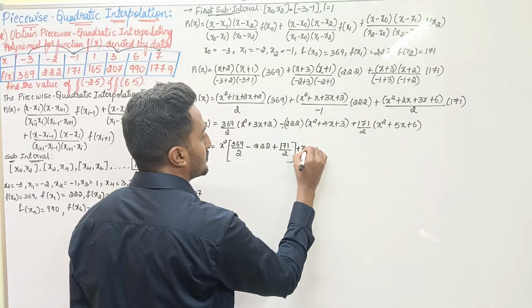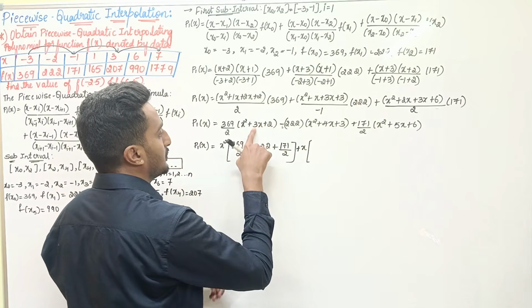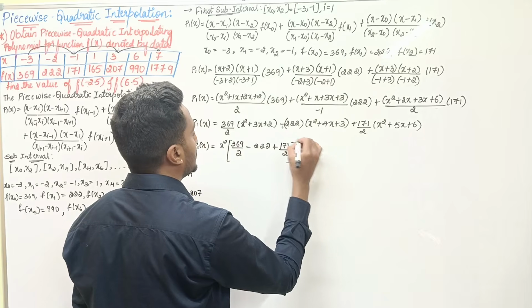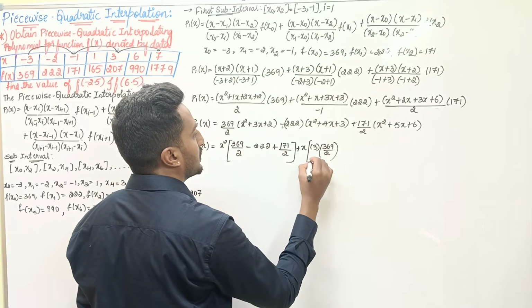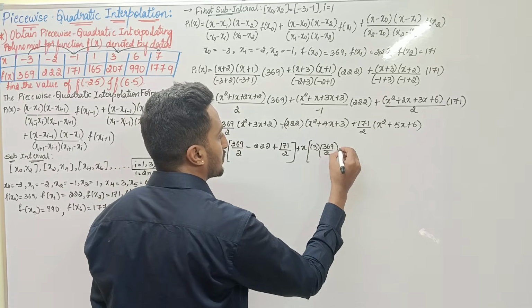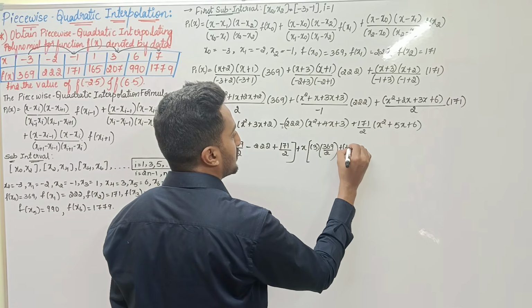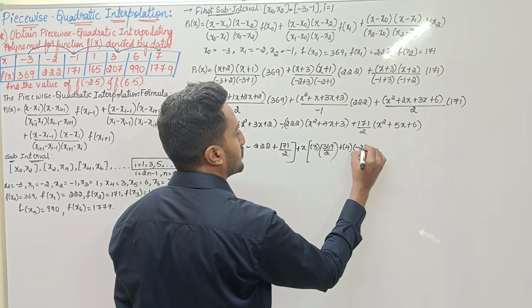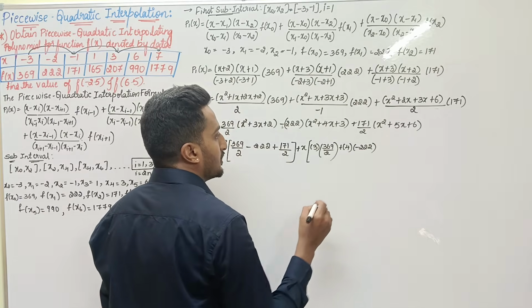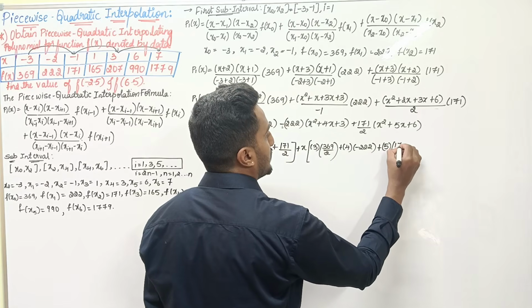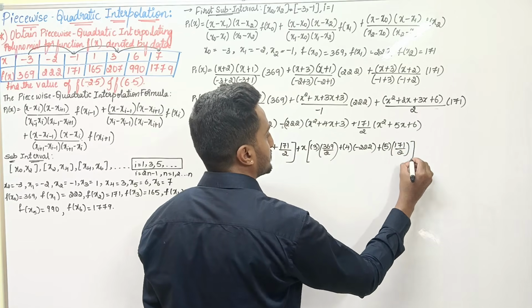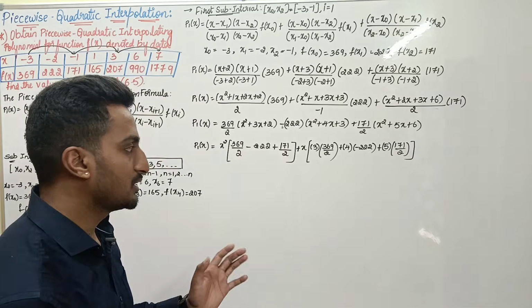Now consider x as common. If I consider x as common, 3 remains constant: 3 into 369 divided by 2. Now minus 4, so plus 4 into minus 322. Got it? Plus 5 into 171 divided by 2. Done with the multiplication? Yes.